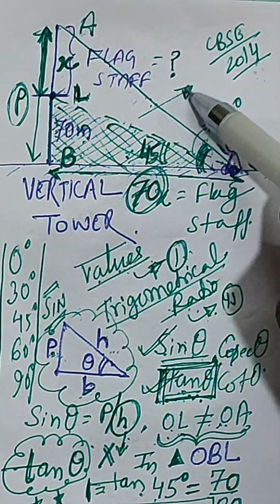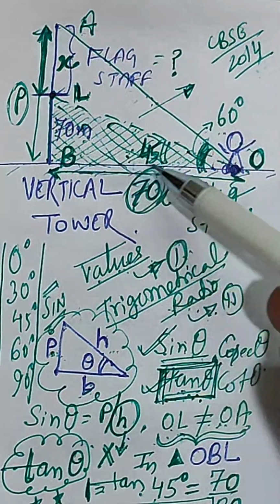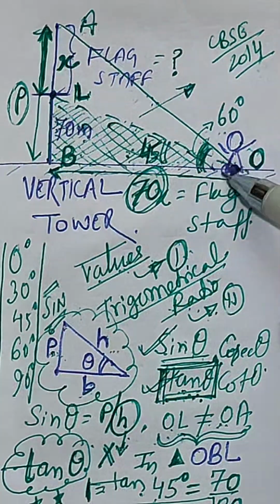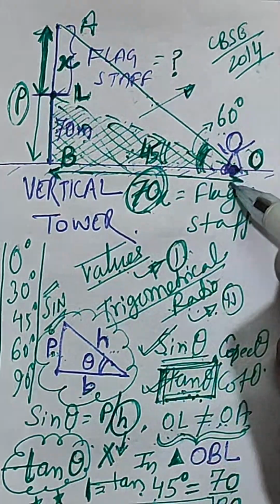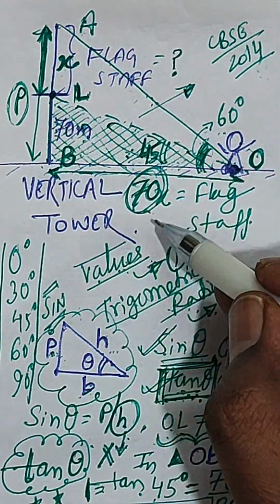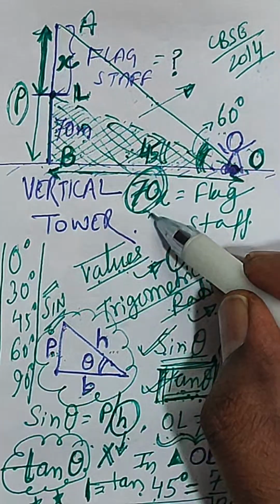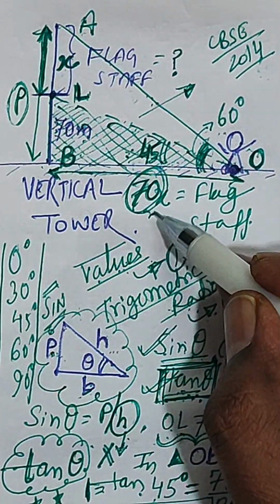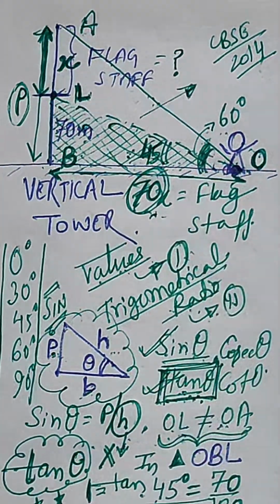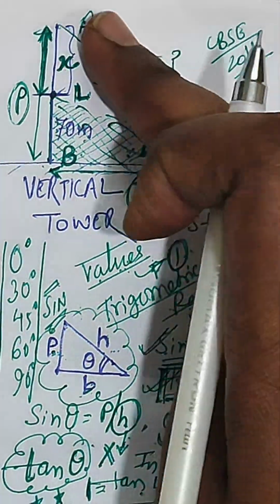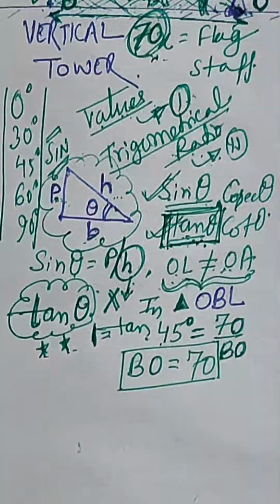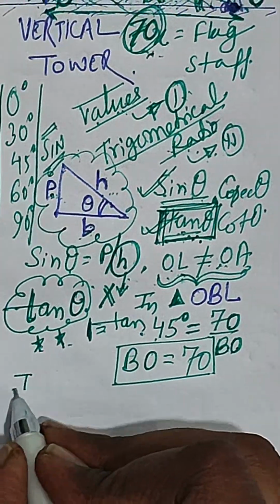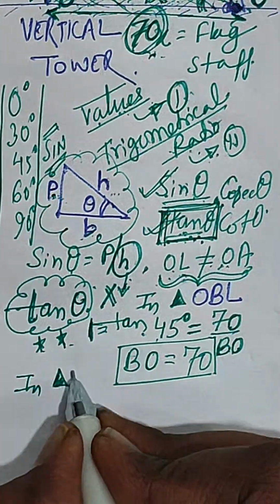The bigger triangle means triangle ABO. In the triangle ABO, we will be using this distance of the point of observation to the base of the tower, this 70, right? This 70 we are going to use over here. Now, let me write in triangle ABO. In triangle ABO, what will happen?